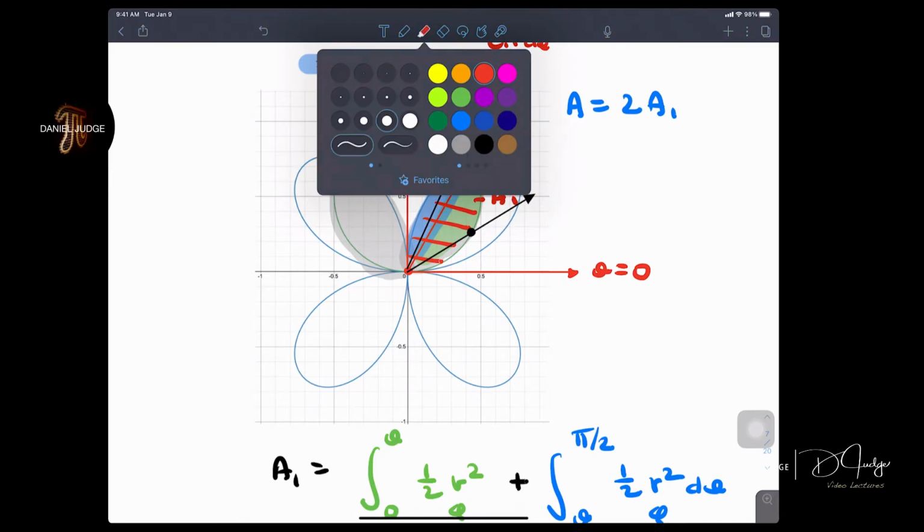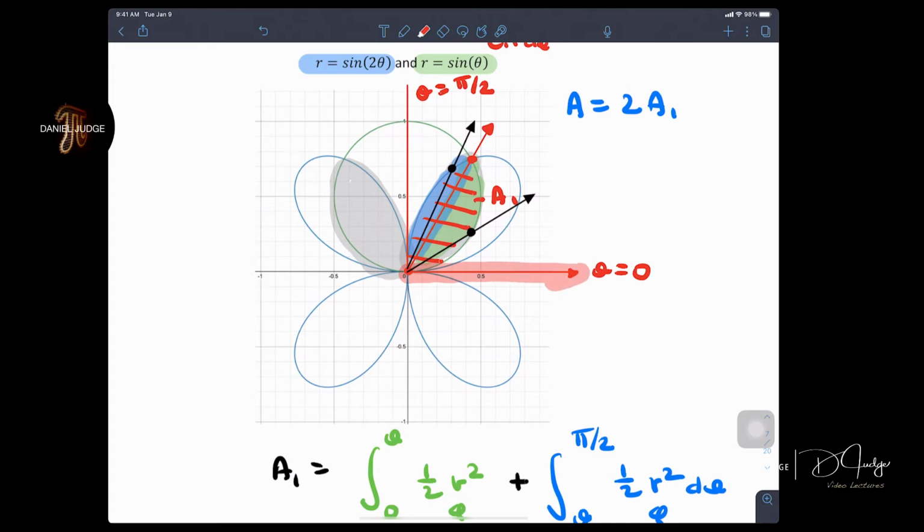We know this one is 0 degrees. This is 90 degrees. And what is that theta value? That's what we're looking for.